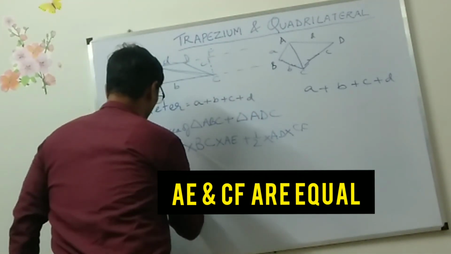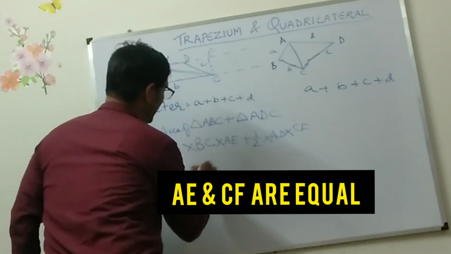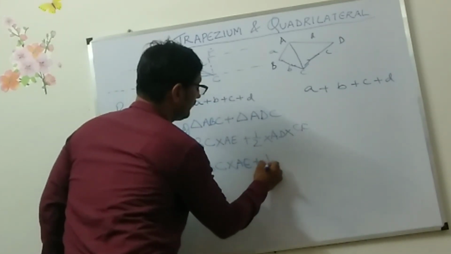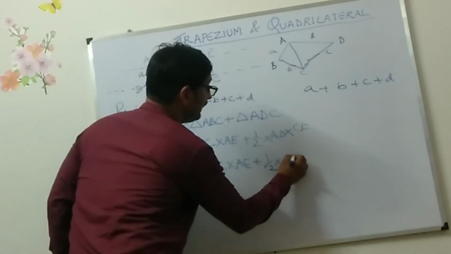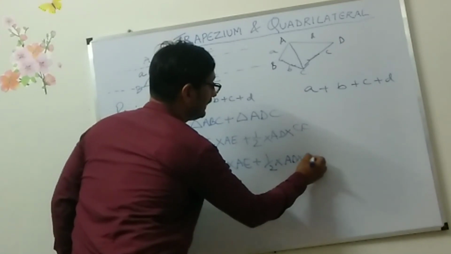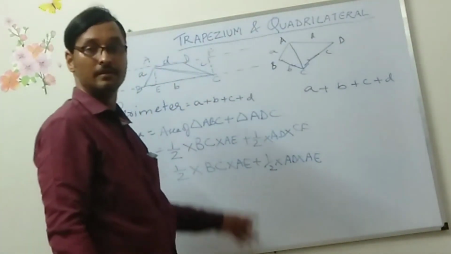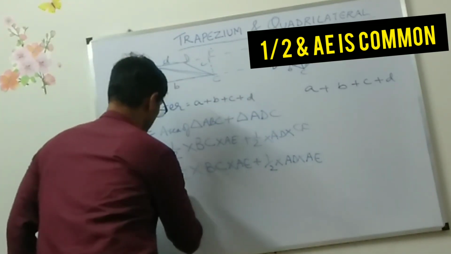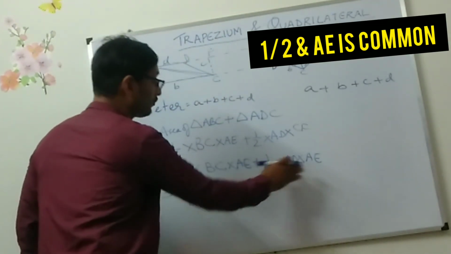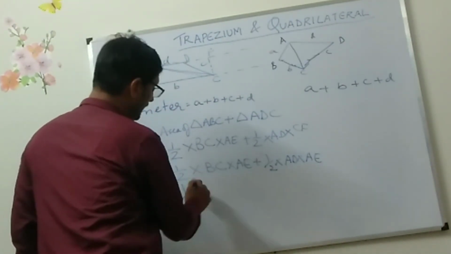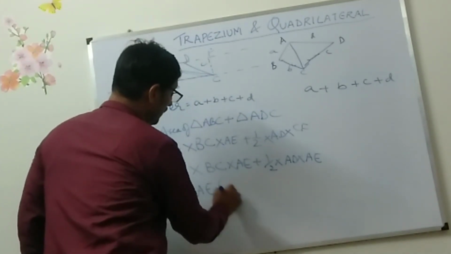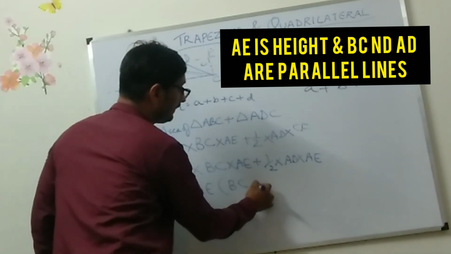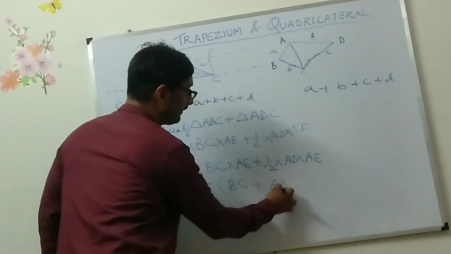Same. So what you can do? You need to write like this: BC into AE plus half into, in place of CF what will you write? AE. So half, what is common between them? Half and AE is common. What is remaining? BC in this case plus AD in this case.